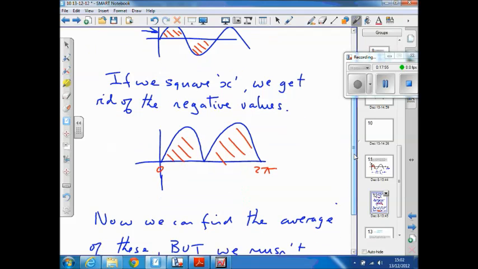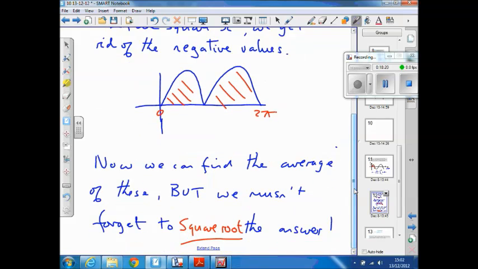But I want an actual value to represent the voltage. So I square everything, find the mean of that, and then finally take the square root to get rid of the fact that I squared it. So I find the square root of the mean of the squared values, the root mean squared value. RMS is to do with that. I'll leave you to have a look at the textbook and see how that works. Okay?